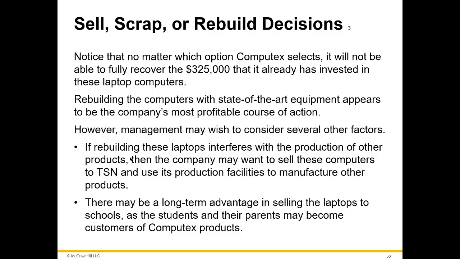And so maybe we should just sell it to TSN. Okay. There also might be a long-term advantage in selling laptops to schools, and these students and parents may ultimately become customers of other Computex products. So you can see how that might affect the decision.